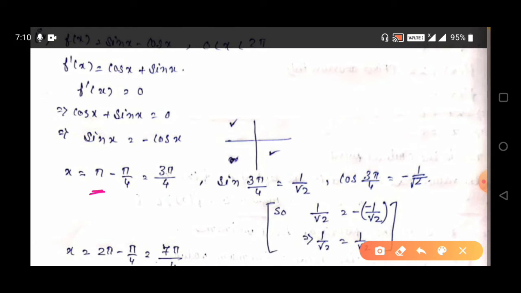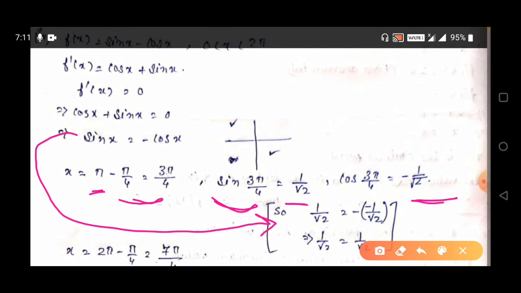So pi minus pi by 4 is 3 pi by 4. Now sin 3 pi by 4 is 1 by root 2, you can find this value yourself. Cos 3 pi by 4 is minus 1 by root 2. Now if we put the values in this line, then 1 by root 2 is equal to minus of minus 1 by root 2. The negative sign converts it to 1 by root 2, so 1 by root 2 is equal to 1 by root 2. That means x can take the value 3 pi by 4.